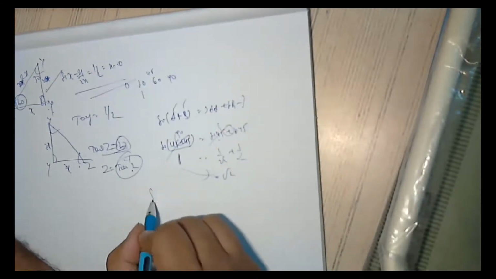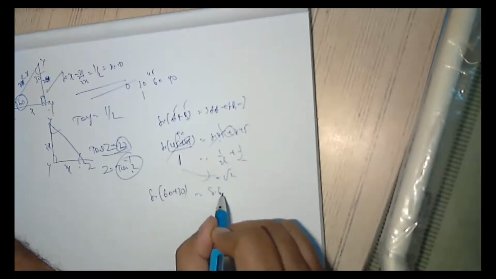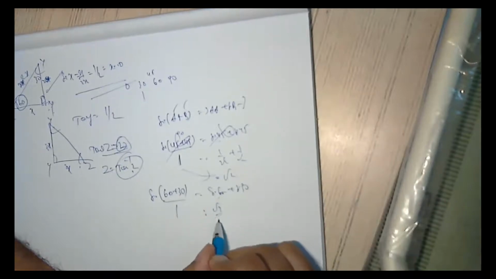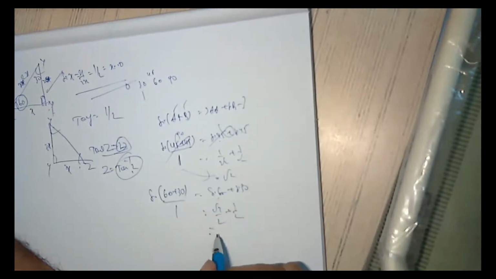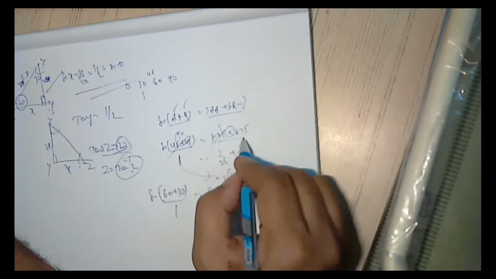Let us take another example. This is 60 with 30. So sin 60 plus sin 30. Sin 60 is root 3 by 2. Sin 30 is 1 by 2. So the answer is root 3 plus 1 by 2. This is not equal to 1. So sin of A plus B is not equal to sin A plus sin B.